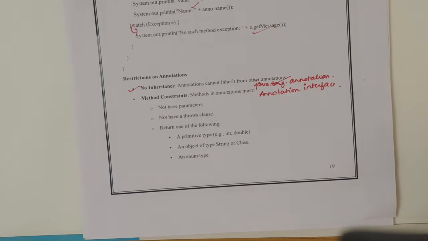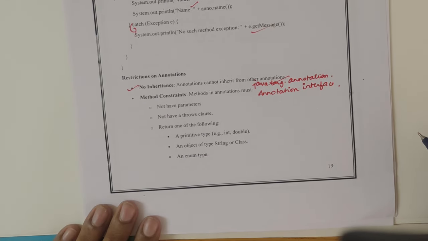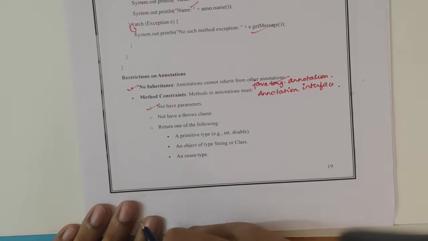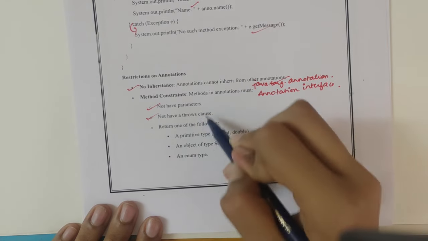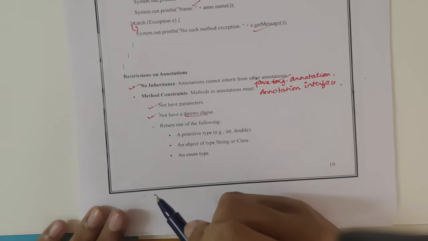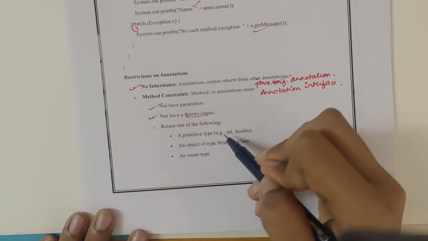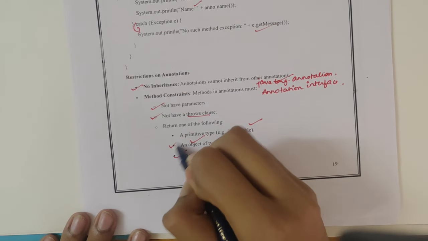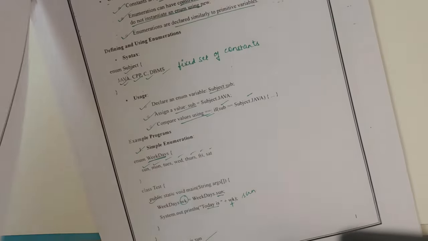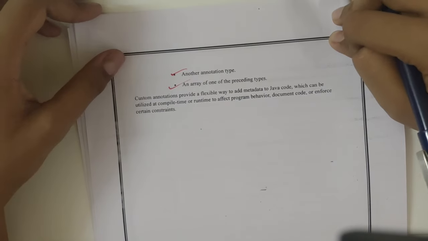Fine guys. So next we have the method constraints. Methods in an annotation must not have any parameters, because annotations don't support any kind of arguments. Also, they should not have any throws clause; annotation methods should not throw any exceptions. The return type should be a primitive type, for example int and double, or an object of string or class, or an enum data type, or another annotation type, or an array of the preceding types.